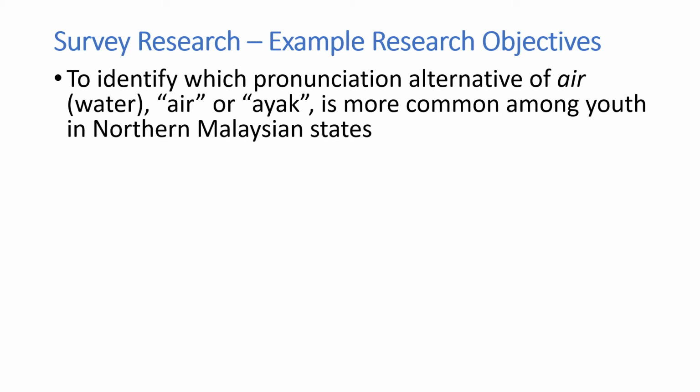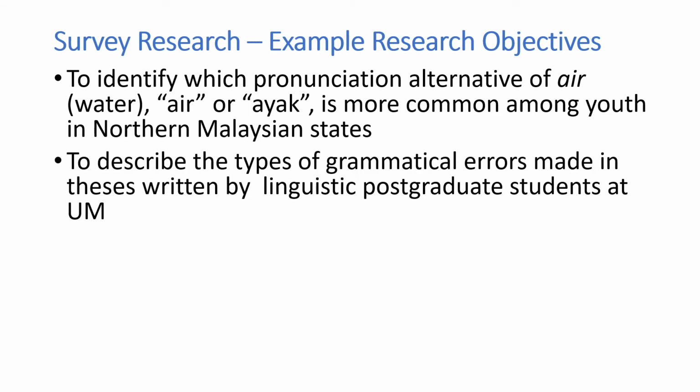So they might observe a group of youth talking and note down and count the frequency of each pronunciation and then tabulate it to compare. Another example is to describe the types of grammatical errors made in theses written by linguistic postgraduate students. Here the researcher may analyze the thesis, categorize and count different types of errors, and then present the findings in terms of which types of grammatical errors are most frequent.